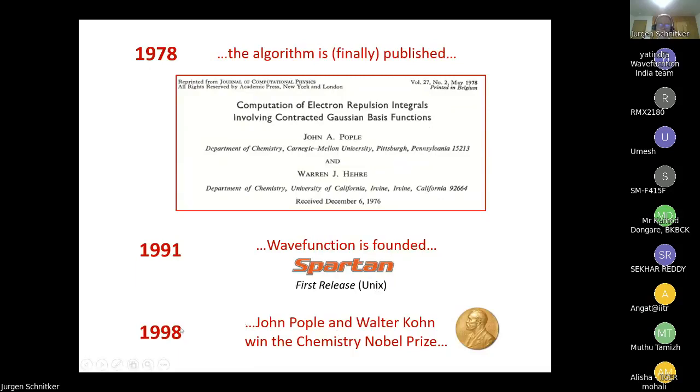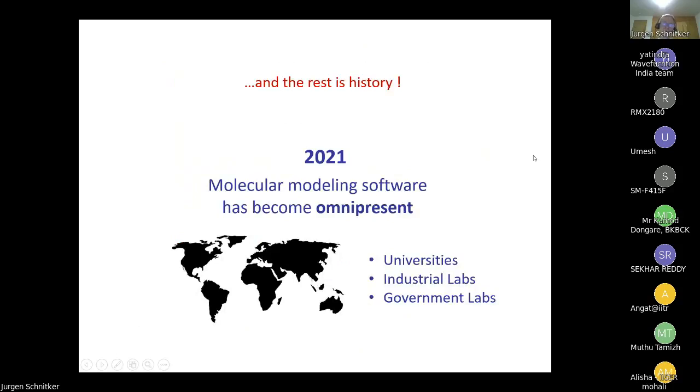In 1998, the world recognized the accomplishment. John Pople and Walter Kohn won the chemistry Nobel Prize for density functional theory, and the remainder is basically all history. So now, as we are speaking in 2021, molecular modeling software is really present all over the world. There are Spartan copies in really exotic places. I don't want to get into listing examples, but really quite obscure locations, universities. It's used everywhere.